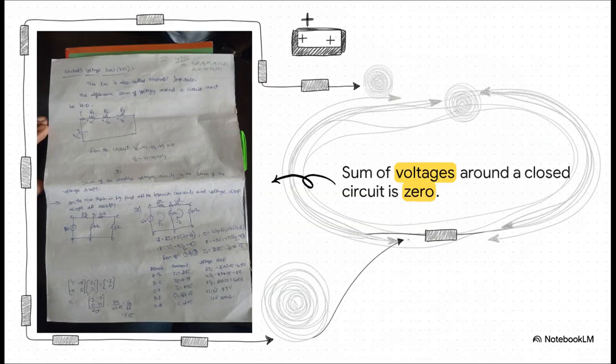Then we have KVL, Kirchhoff's voltage law, which applies to closed loops. If KCL is about traffic, KVL is all about energy. As you trace a complete path around a closed circuit, the total voltage supplied perfectly matches the voltage drops, meaning by the time you return to your starting point, the net change in potential is exactly zero. The system fundamentally just seeks to balance itself out.